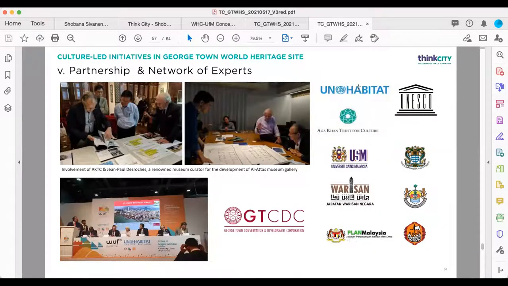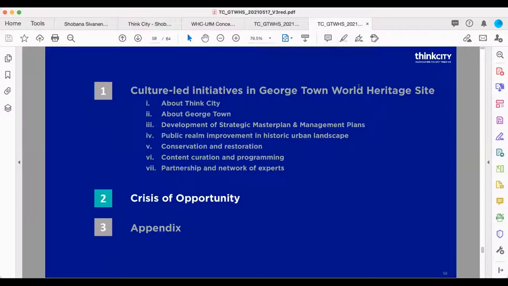This is just highlighting some of the approaches that we've taken in terms of how we have worked with different partners and plans and so on. But I thought I would end my presentation here with a few points for reflection.